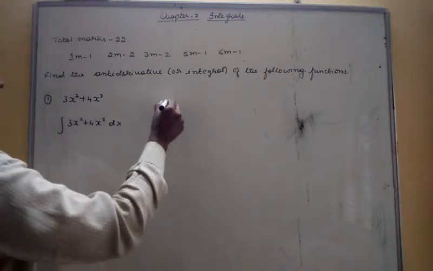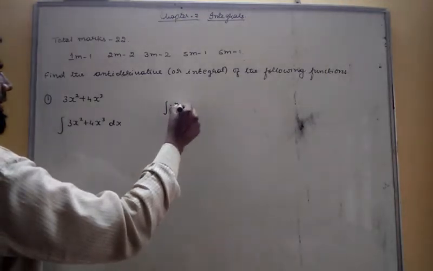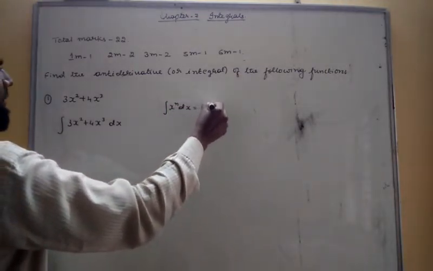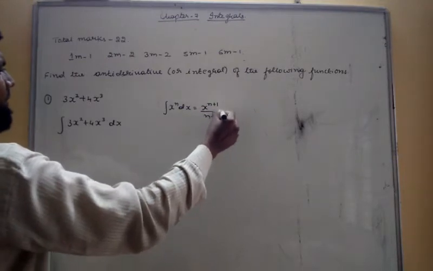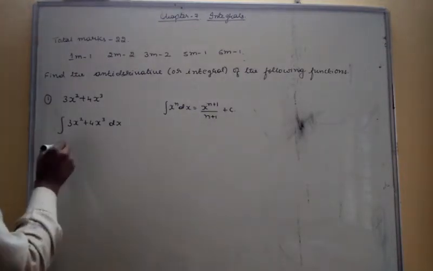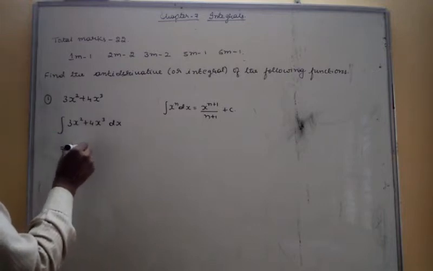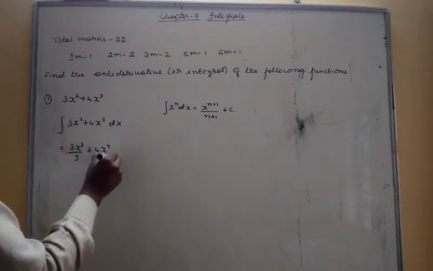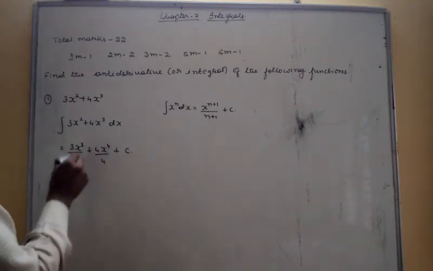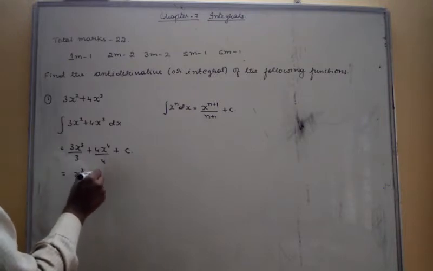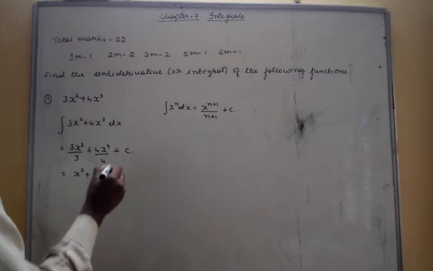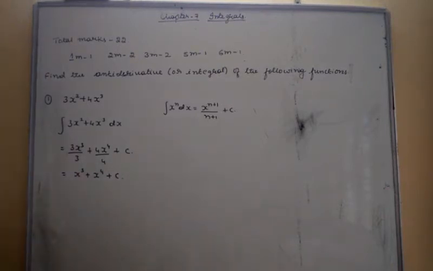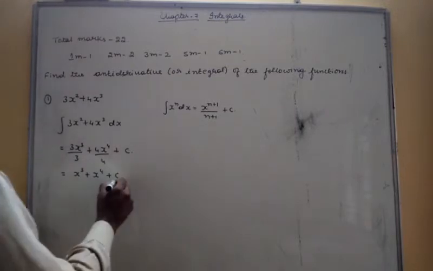We know the integration of x to the power of n is x to the power of n plus 1 by n plus 1 plus c. If you integrate this one, 3x cube by 3 plus 4x to the power of 4 by 4 plus c, then x cube plus x to the power of 4 plus c. So we have integrated this one and we got this.